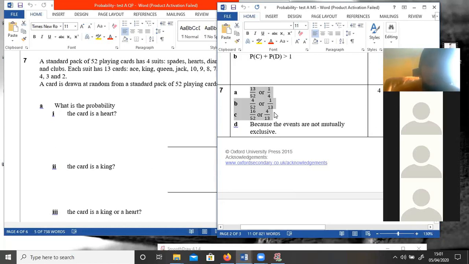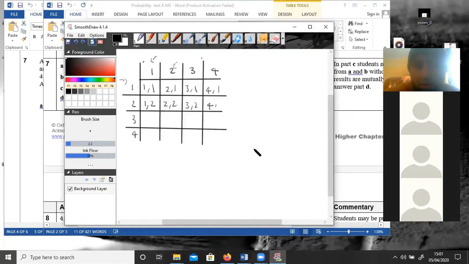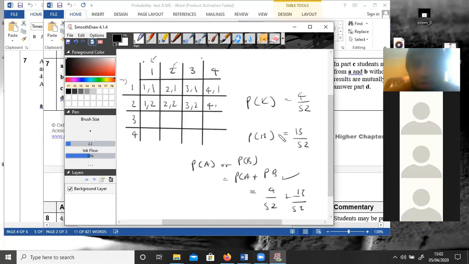So think about this, yeah? Let's look at this. The probability of getting a king is going to be 4 out of 52, yeah? The probability of getting a heart is what? 13 out of 52. Because what they've said is the king will be 4 out of 52, right? But in these hearts, one of them will be a king of hearts.